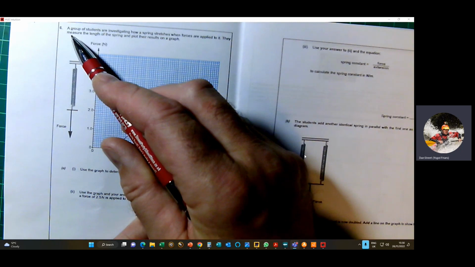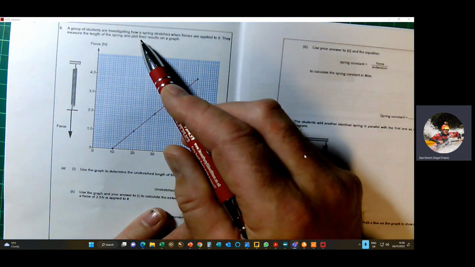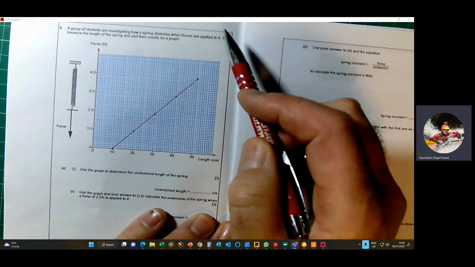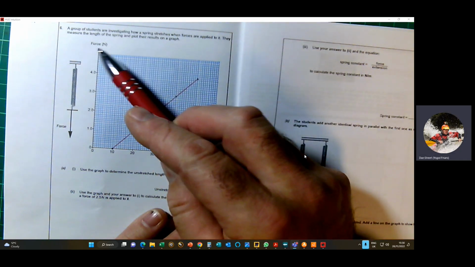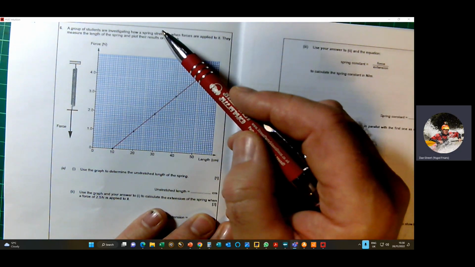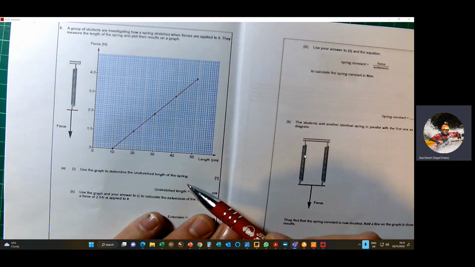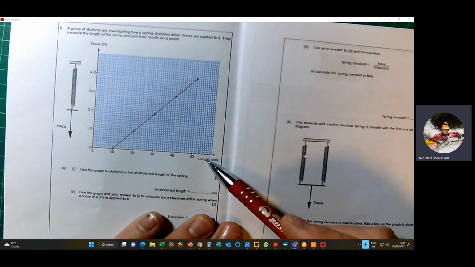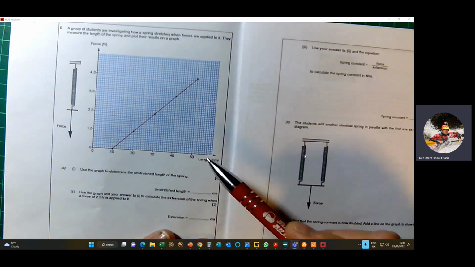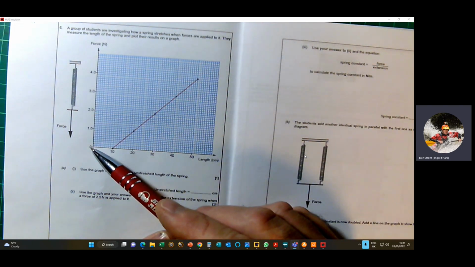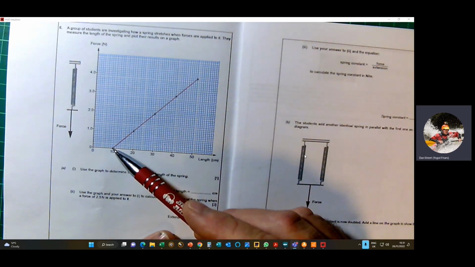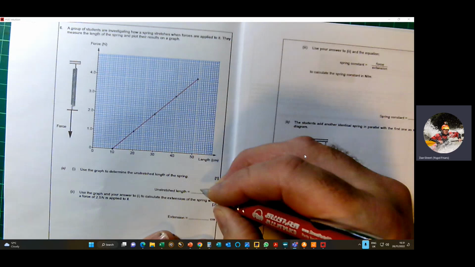So the question says, a group of students are investigating how a spring stretches when forces are applied to it. They measure the length of the spring and plot the results on a graph. It says use the graph to determine the unstretched length of the spring. So this is where the fact this is length comes into play and not extension. We'll notice that at 0 newtons, where there's no stretch at all, they measured a length of 10 centimeters. So that would tell us that the unstretched length is 10 centimeters.